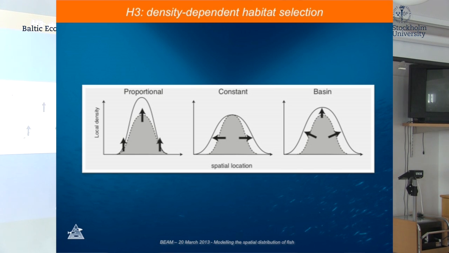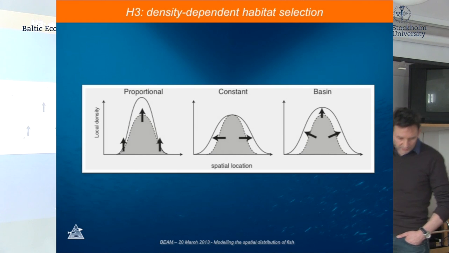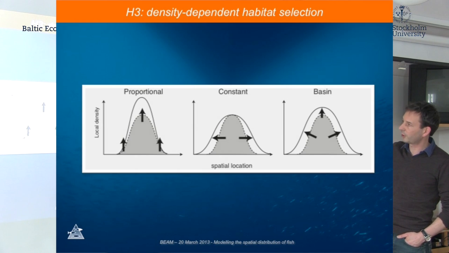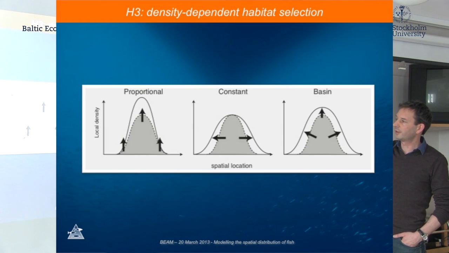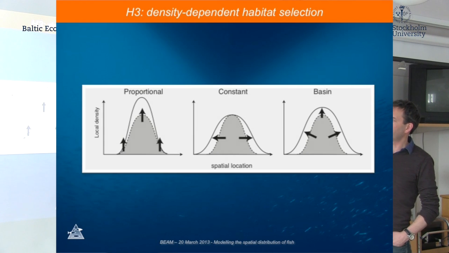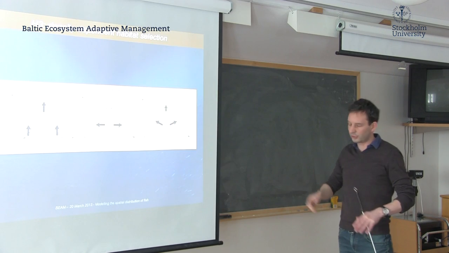The constant model is that there is a limit to the density you can get at any given point. So that can be physical constraints on the density of individuals on the seabed, for example. And so if you increase the number of individuals, the spatial distribution will expand geographically. And the basin model, I think I have this a little bit more explained on the next slide, is a model where you actually increase both in the local density and in the geographical extent.